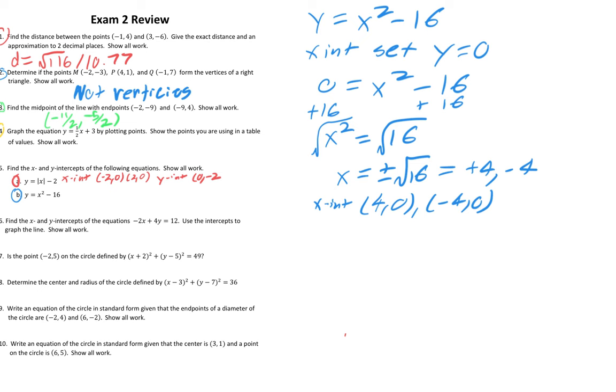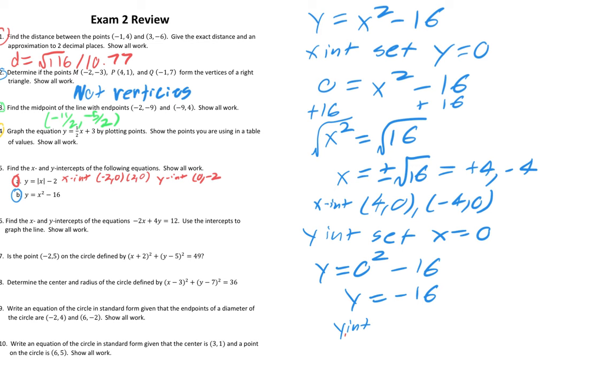Right? Now to find our y-intercepts, we're going to set x equal to 0. So y is equal to 0 squared minus 16. So y is going to be equal to negative 16. So our y-intercept is (0, -16).